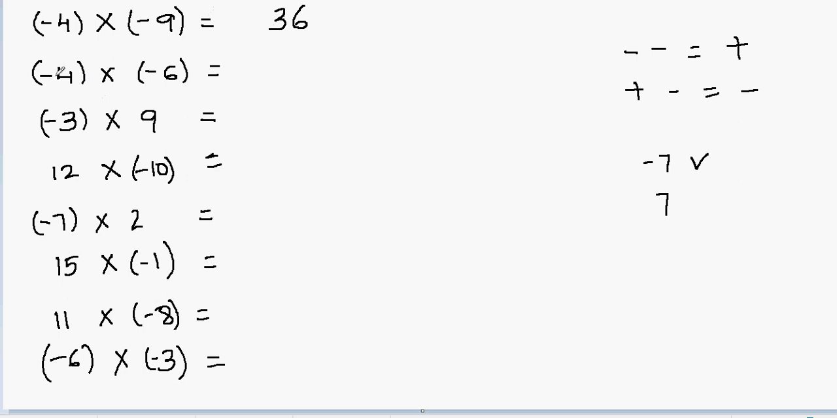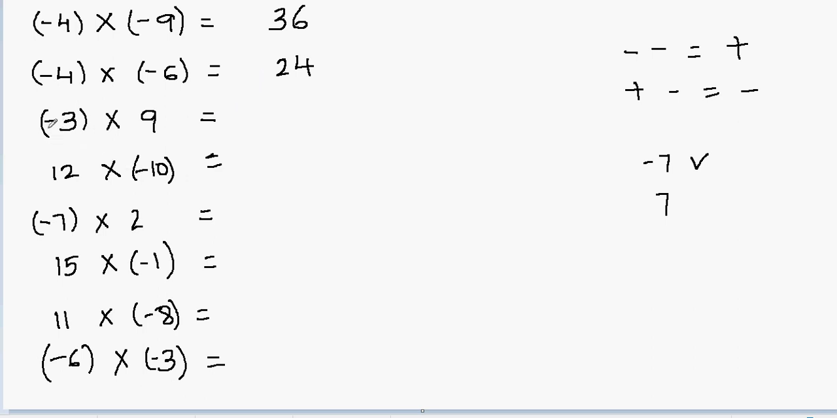Now let's take a look at another example. Negative 4 times negative 6. Ignore the signs, they will always confuse you. First of all, you have to multiply. 6 times 4 or 4 times 6 will be 24. So you write 24, and then you look at the signs. You have two negative signs. The product of two negative integers will always be positive, so the final answer will stay positive. You don't have to write the positive sign in front of it.